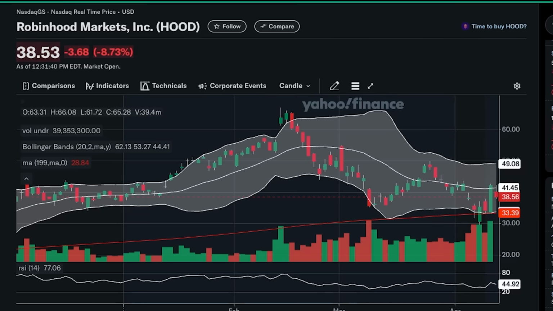Let's go into the computer and I'll show you what I'm talking about. I felt like Robinhood would be a good start for the put ratio spread because Robinhood is trading almost in the middle of its Bollinger Band, which means there could be some downward pressure.